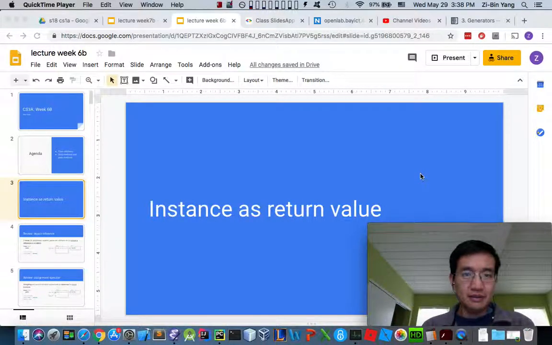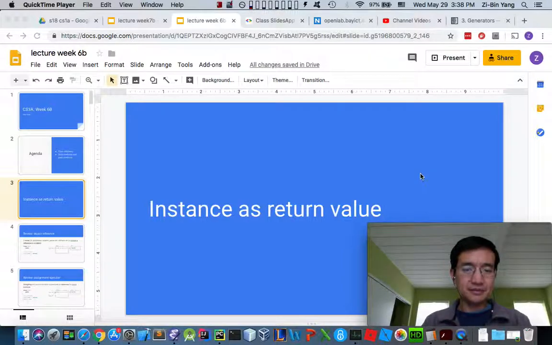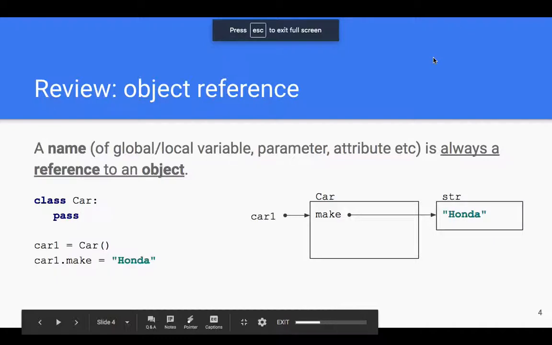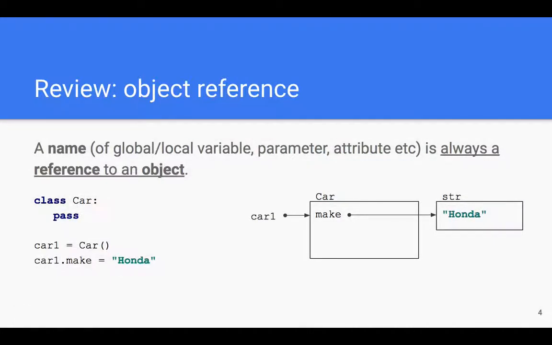Hello, in this video we are going to cover the topic instance as return value, or how to return an object from a function or a method. In order to understand this topic, all you have to remember is that every name is just a reference to an object.